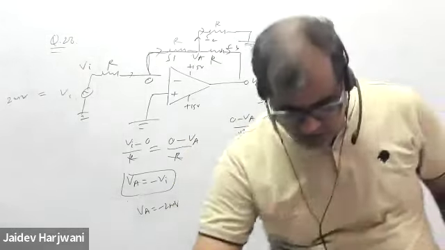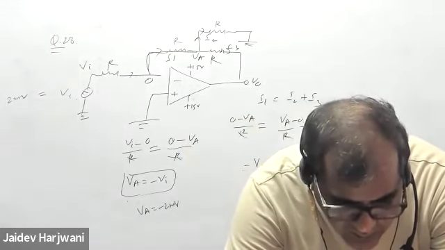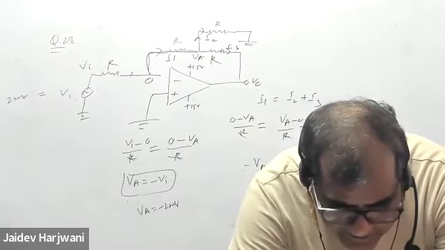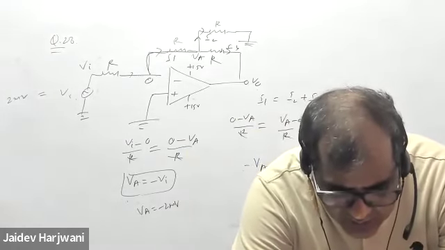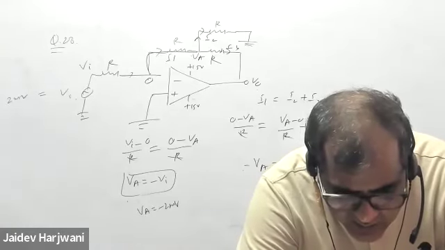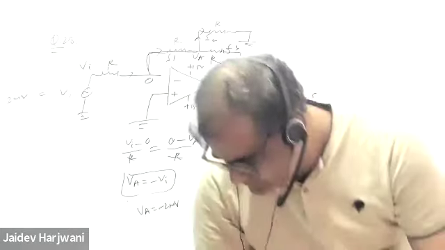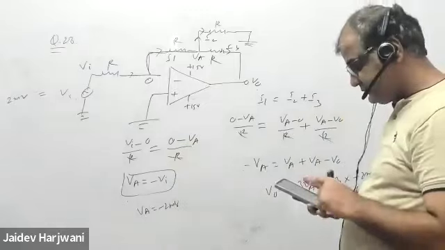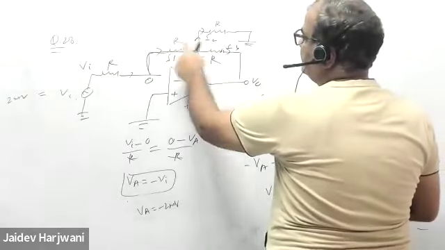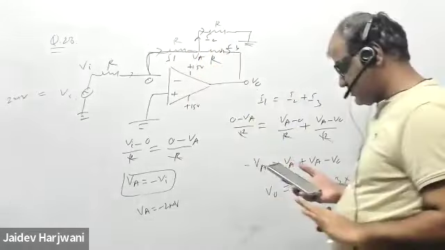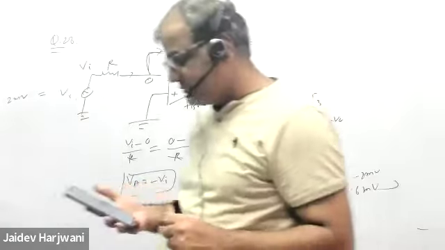Question number is 28. Let me check. Three millivolt. No, this is not it. The solution is given, but the manual is wrong. How can you do R by 2? You cannot do R by 2 here. So what have they done in the solution? This and this they have made R by 2. You cannot do like this. So the options are wrong. The answer is 6 millivolt. This was 6 millivolt only.